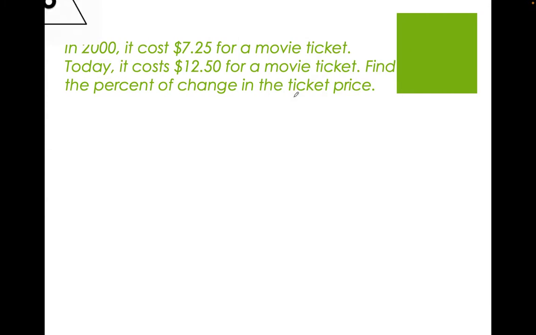Let's take a look at some examples. In 2000, it cost $7.25 for a movie ticket. Today, it costs $12.50. Find the percent of change in the movie ticket. First thing we want to do is find how much in dollars did the movie ticket increase. So that is taking $12.50 minus $7.25, which is an increase of $5.25.